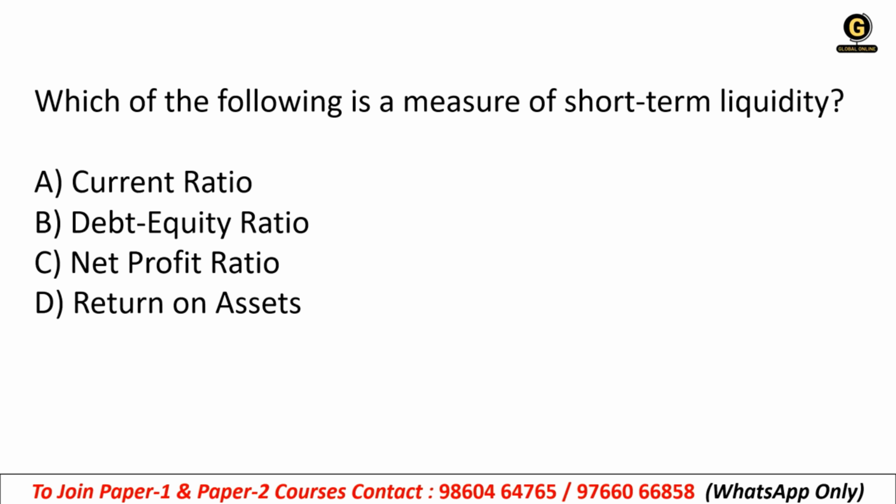Which of the following is a measure of short-term liquidity? Current ratio, debt equity ratio, net profit ratio, or return on asset? I'll give you 10 seconds to answer this question in the comment box. You have to give your answer in the comment box. A, B, C, D, whatever it is.